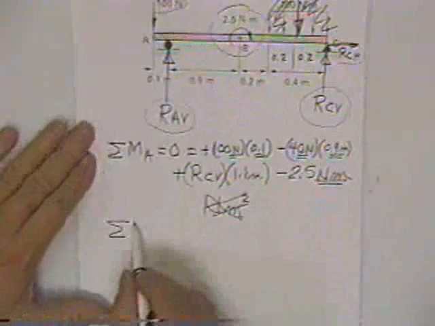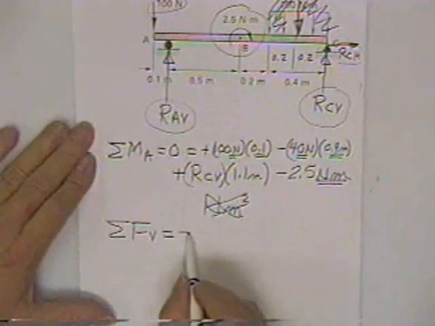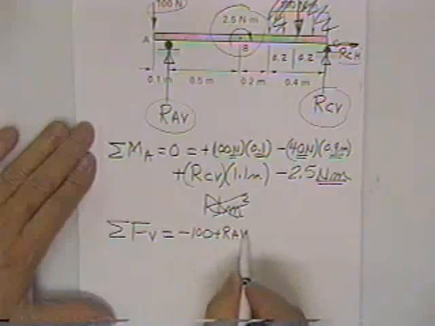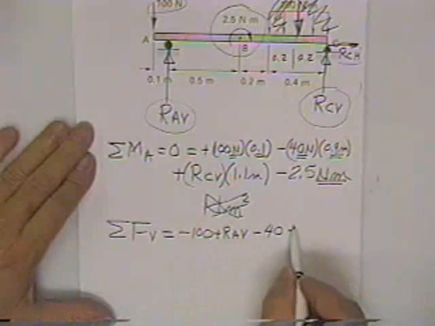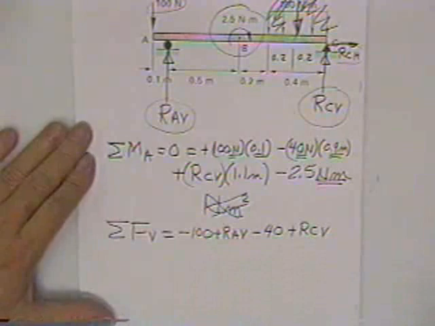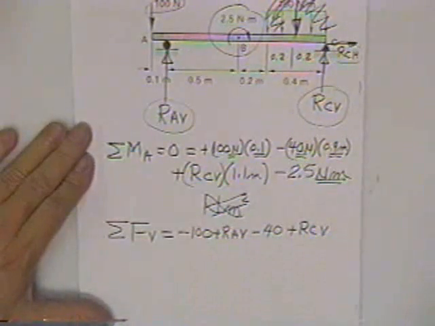When you sum forces vertical, here are your sum forces vertical. Minus 100 plus RA vertical. Minus 40 plus RC vertical. And that's it. You do not have anything up and down due to the 2.5. Because it doesn't go up and down. It goes round and round.